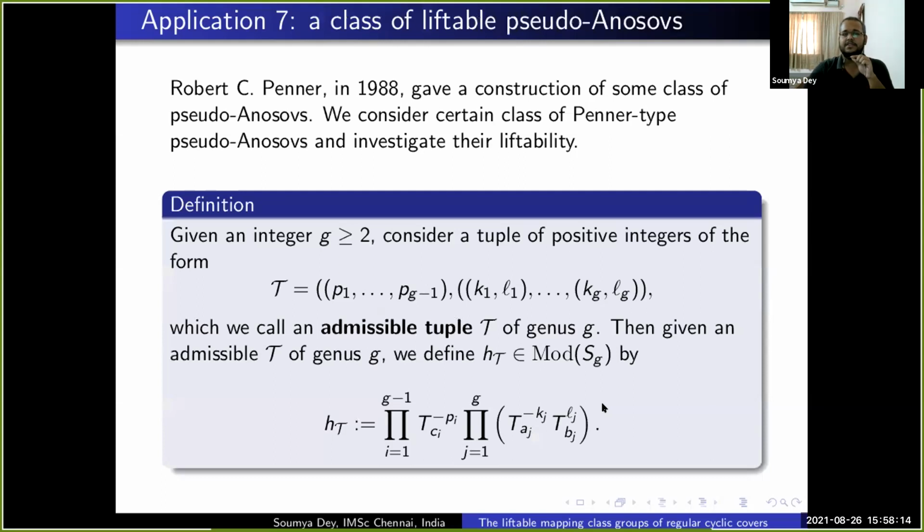The last application concerns pseudo-Anosov elements. Robert Penner in 1988 gave a construction of some class of pseudo-Anosovs. We have given some particular type of Penner type pseudo-Anosovs. We are calling an admissible tuple such a tuple, and corresponding to such an admissible tuple, we are defining a class of Penner type pseudo-Anosovs. Any such h tau will give a pseudo-Anosov.